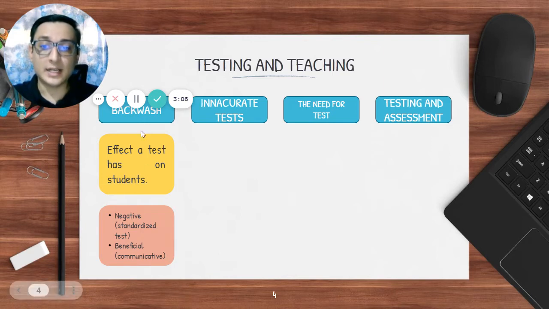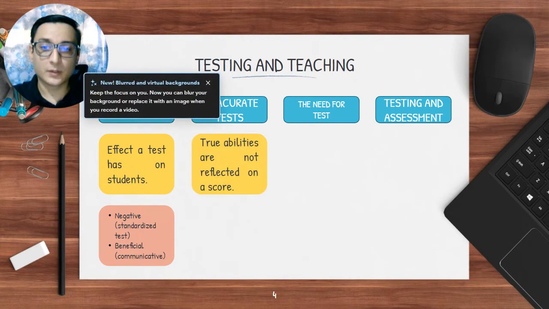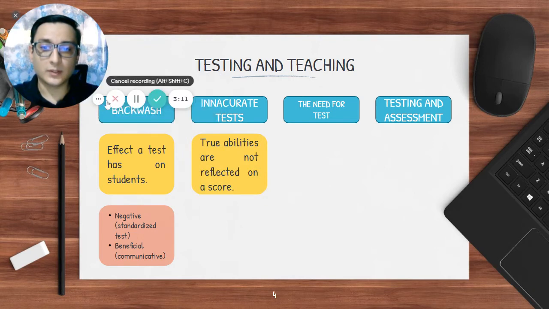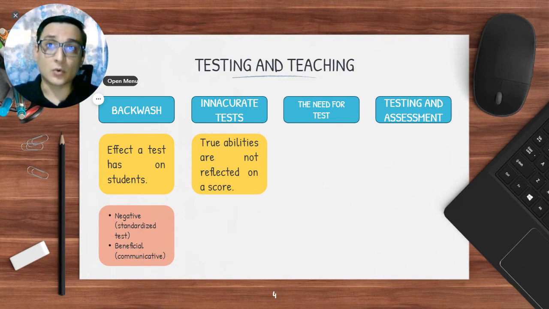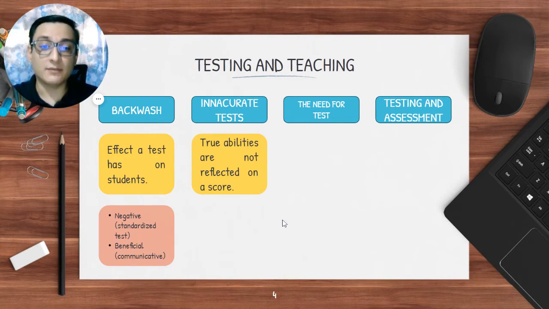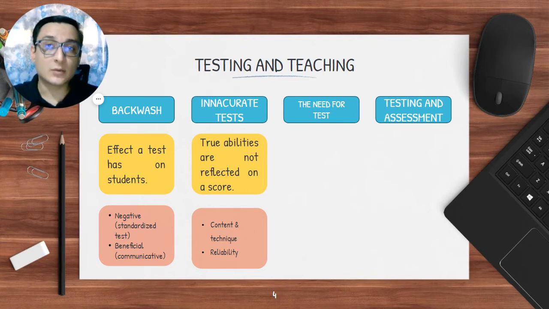When we talk about inaccurate tests, we mean the true abilities are not reflected in the score. And I think it's something that we normally talk about: even though you get a score, it doesn't mean that that's how much you know, right? There could be many factors that influence that process. And the inaccuracy relies on two things.